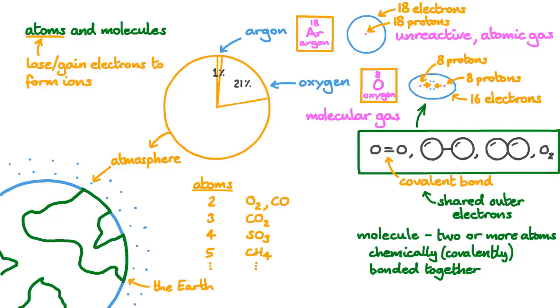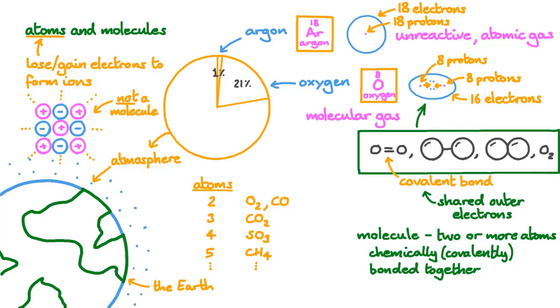Now, you may be aware that atoms can lose or gain electrons to form things that we call ions. Ions form ionic structures where positive and negative ions alternate in all directions. It's important to realize that these structures are not molecules. Now that we know what molecules are and are not, let's have a look at how molecules interact.